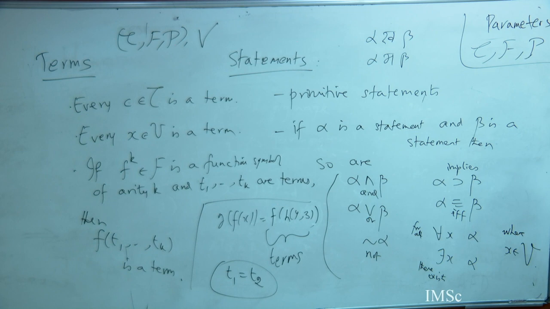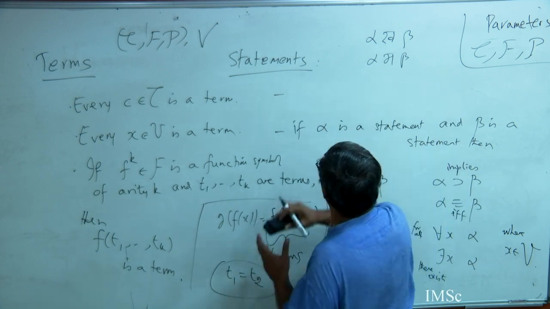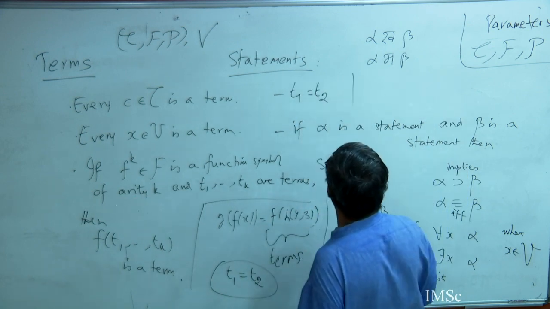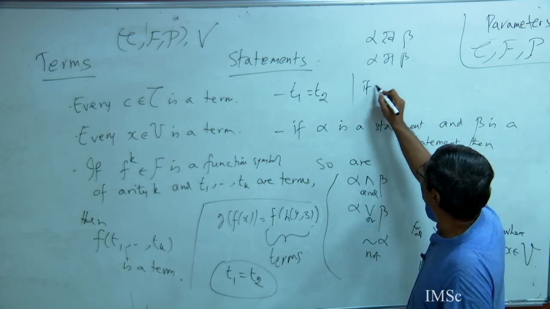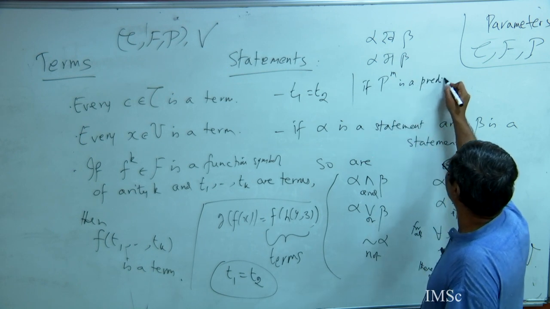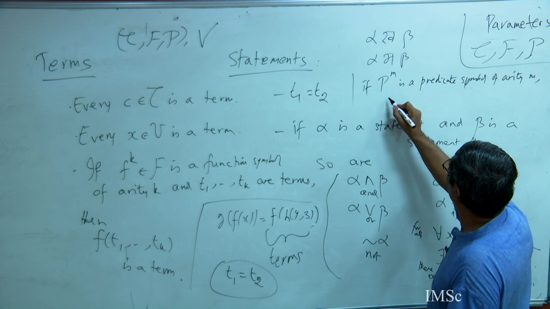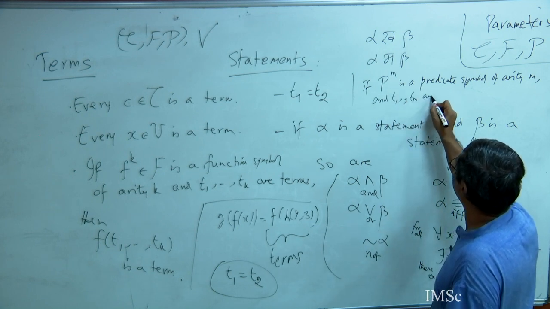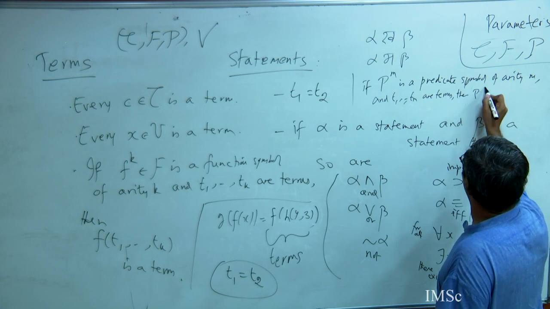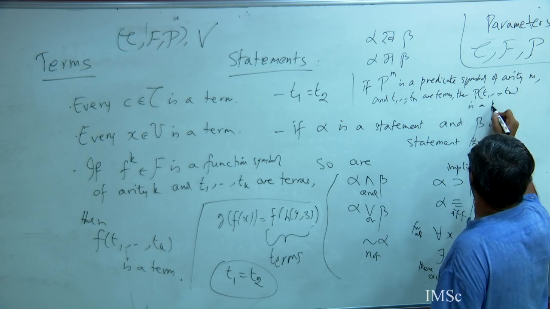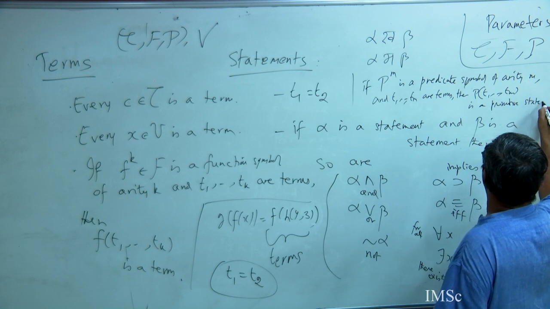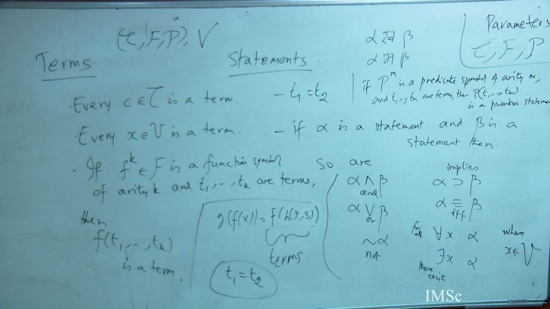But there is something we have not used at all. What is it that we have not used in this whole thing? Predicate symbols. You have a countable supply of predicate symbols, right? Of course, you want to use them. So, primitive statements are given by, so you have two kinds of primitive statements. One is equality, and the other kind of primitive statements is, if P is a predicate symbol of arity m, and t1 through tm are terms, then P(t1, ..., tm) is a primitive statement. And that's it. We are through.